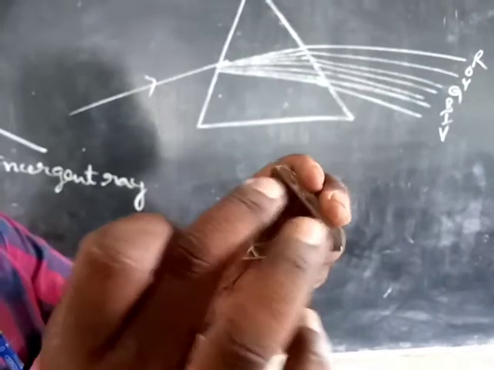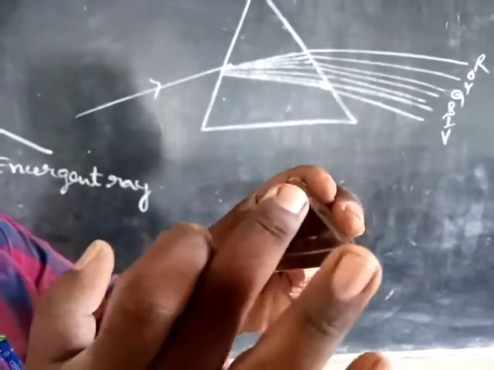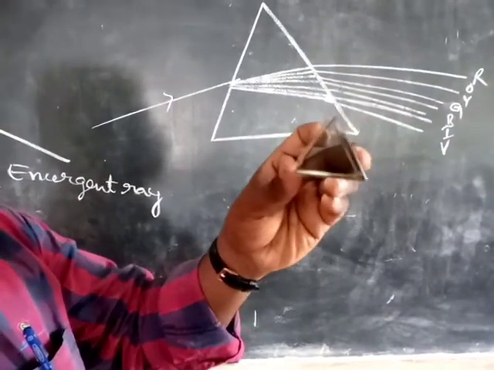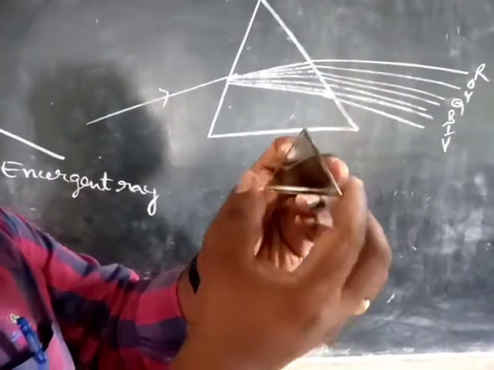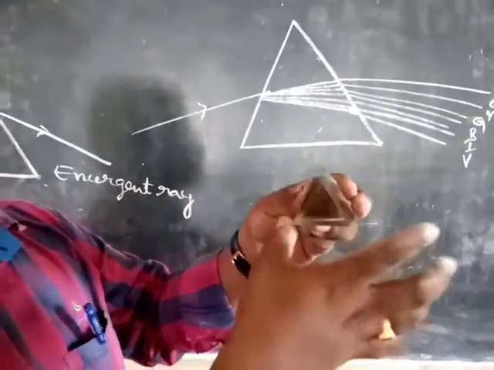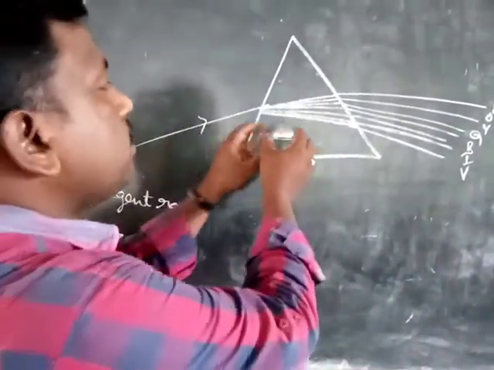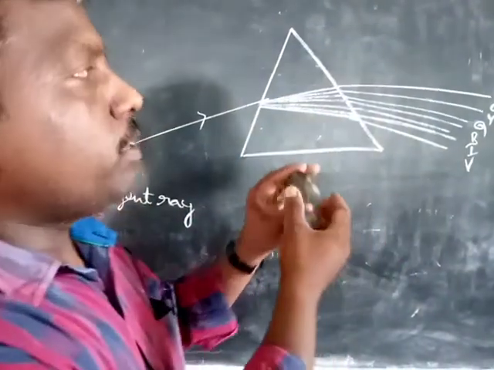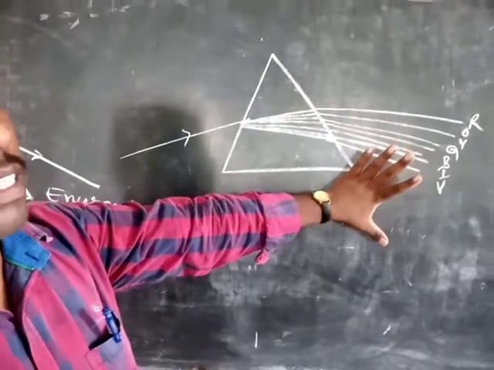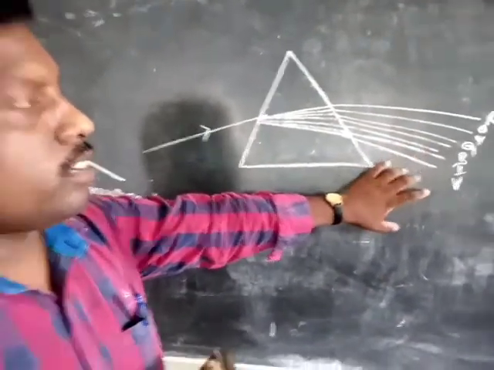This angle is what we call the base angle. So this is a triangular glass prism. If we pass an incident ray through this glass prism like this, definitely the light will be dispersed into 7 different colors.